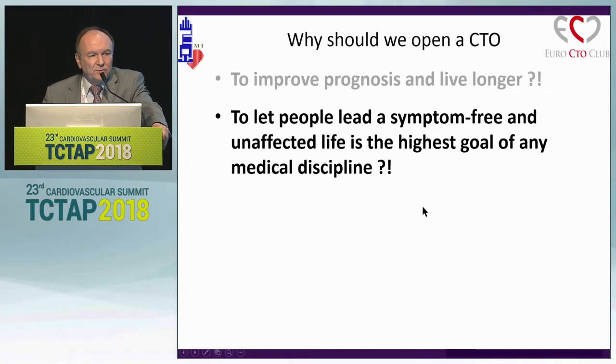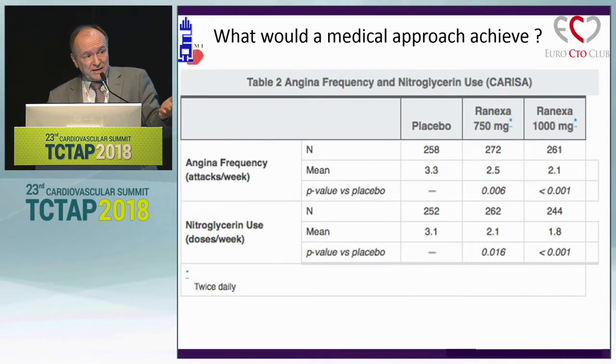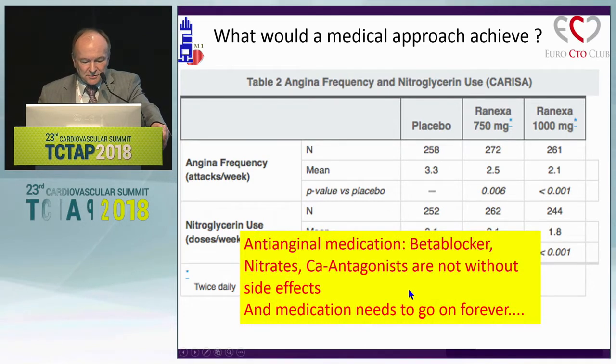But I think if we deal with stable angina, to have a symptom-free life unaffected by physical limitations, that's a very good goal for any medical intervention. As compared to medical therapy in coronary artery disease, we shouldn't forget this is not perfect. This is just one of the trials about ranolazine. Look what ranolazine at 2 × 1,000 milligrams a day, actually a dose that no one in Germany ever tolerates, achieves. It's 2 episodes of angina as compared to 3 episodes with placebo. So this is less than perfect medical therapy. And you should add beta blockers, nitrates, calcium antagonists.